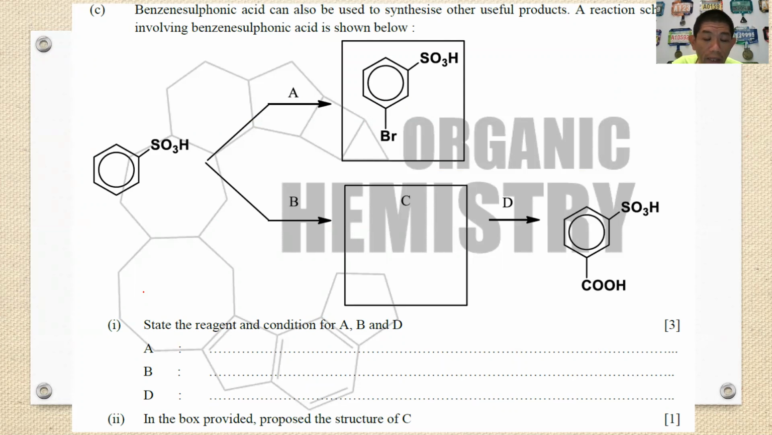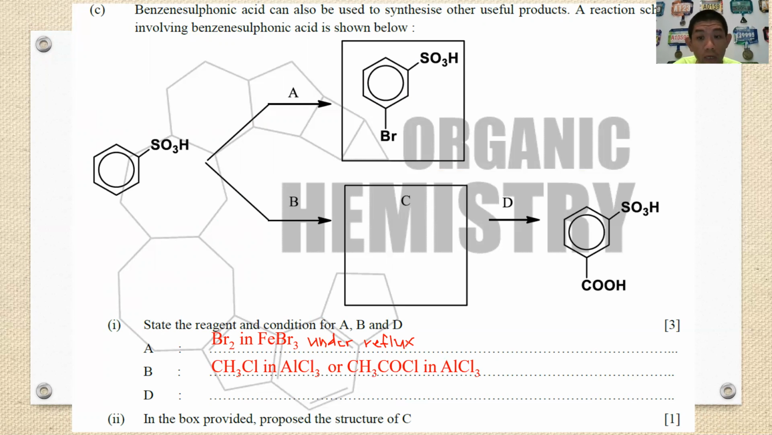So here, to add in bromine, you require Br2 in FeBr3 under reflux. I forgot to write under reflux, so you must have under reflux. Whereas for B, you want to form COOH, so it must be either a methylbenzene, chloromethane in AlCl3, or you can use acyl chloride, CH3COCl in AlCl3. Because at the end of the day, D here is the oxidizing agent, which is KMnO4/H+ under reflux.